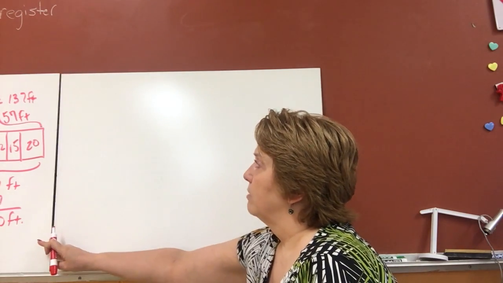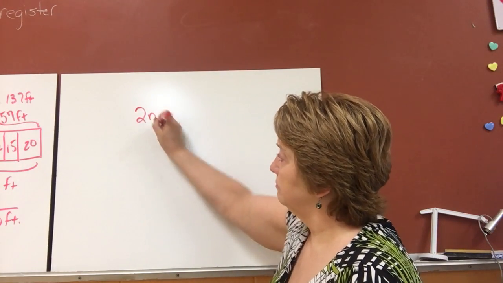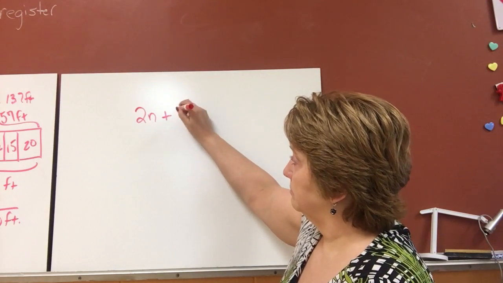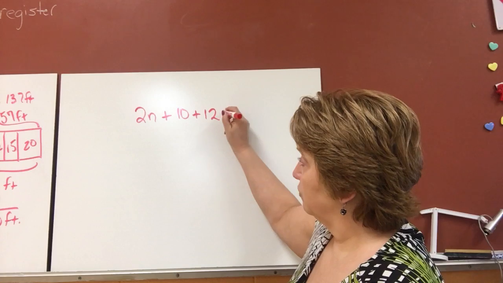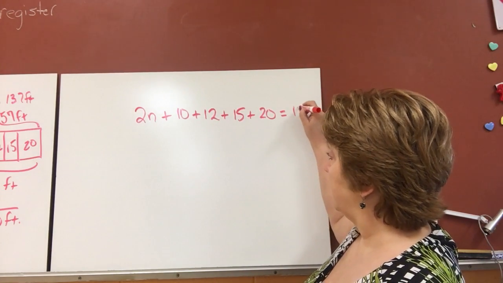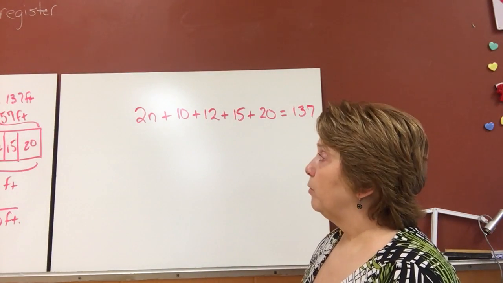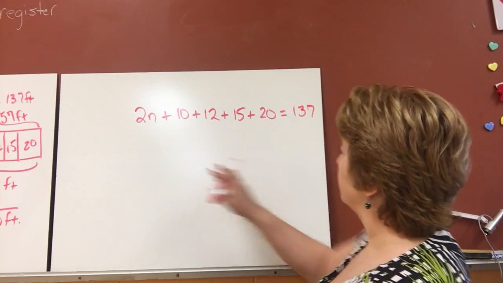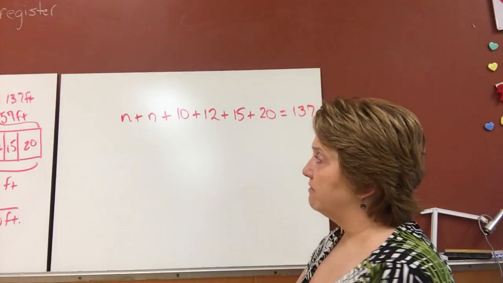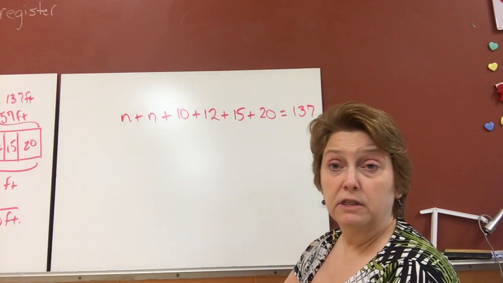So let's use this to solve the equation. We started out with two n's, so that's what I'm going to put, 2n. And then I added all of the other sides, 10, 12, 15, 20, and they all equal 137. So we can write two n's, or actually I could have written just n plus n. So we have n plus n plus 10 plus 12 plus 15 plus 20 equals 137 feet.